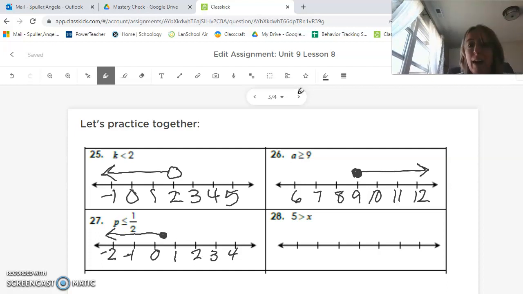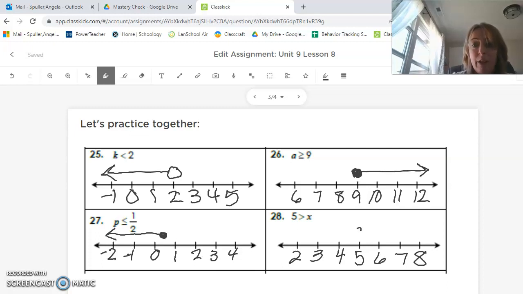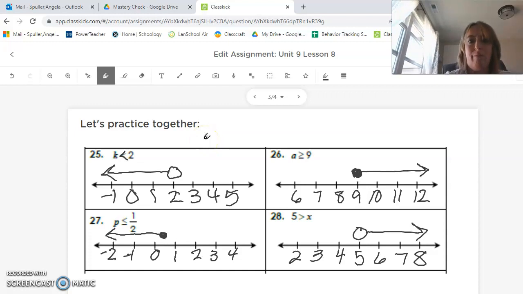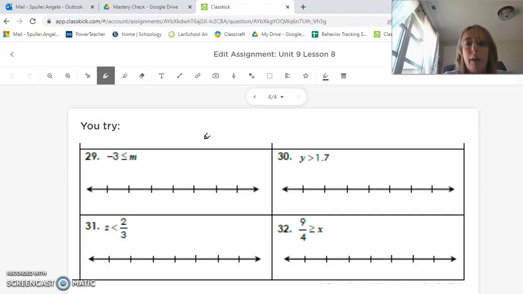All right, 5 is greater than x. So let's start with 5. Count up 6, 7, 8, then 4, 3, 2. Greater than means an open circle, and it's greater than, so it's going to the right. If you notice the direction the symbol is pointing, it shows you which way your arrow should go. Go ahead and pause this video and work on these 4 problems. Then come back and see if you got them correct.